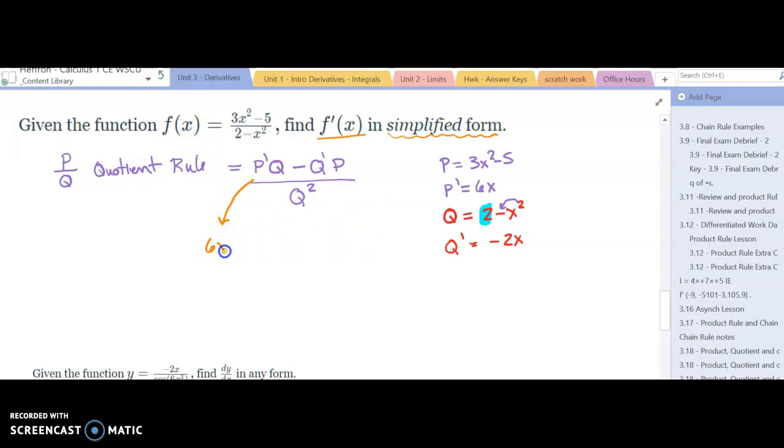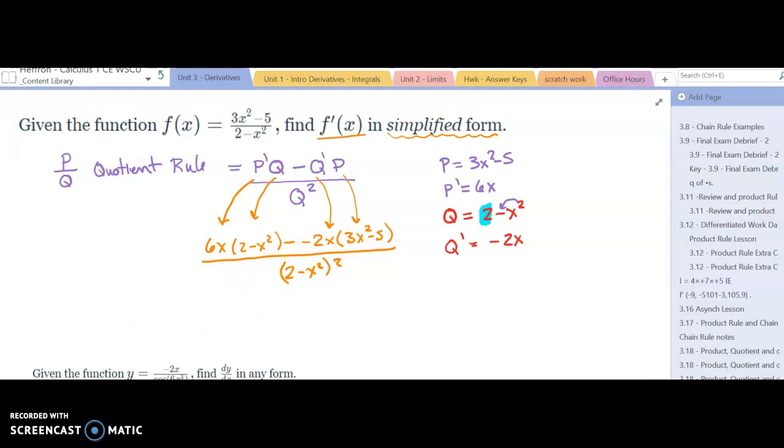P prime is 6x. Q will be 2 minus x squared, minus q prime is negative 2x, and p is 3x squared minus 5, all over the denominator 2 minus x squared all squared. Now we'll have to simplify.